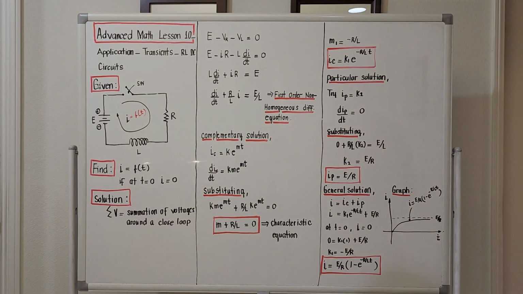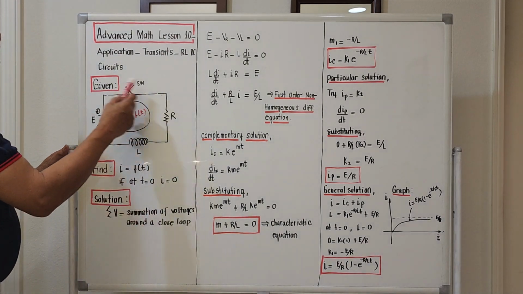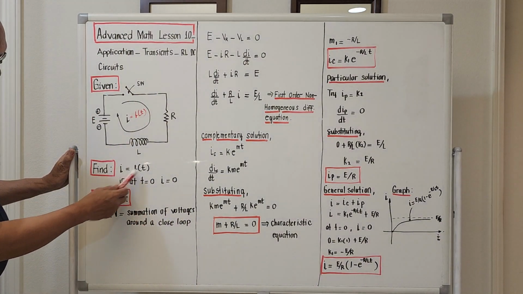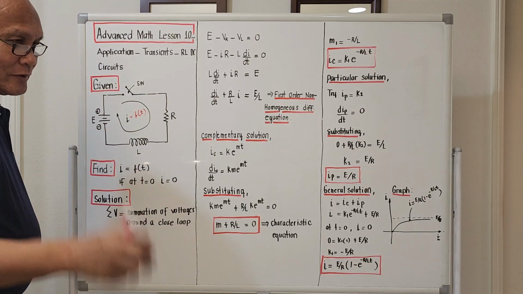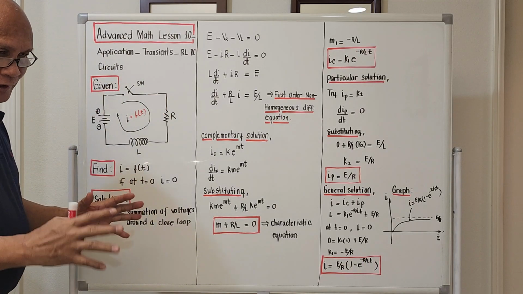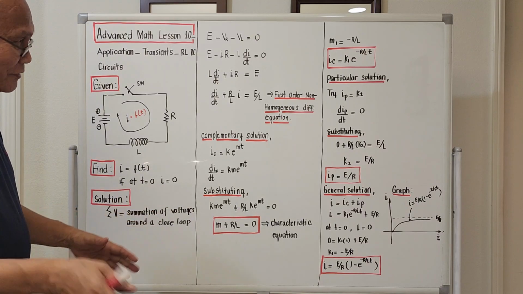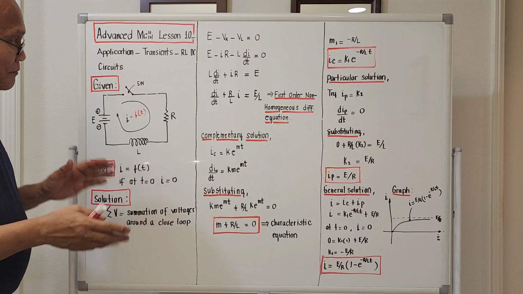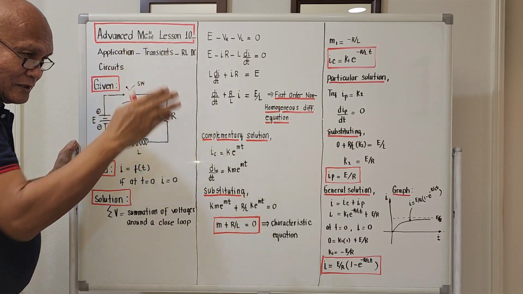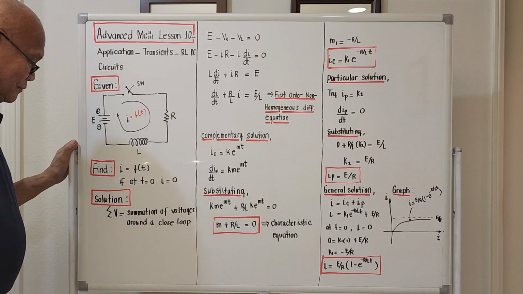Okay, let's proceed. We are given the circuit. This is what is required. Let's try to bring out the solution by using our knowledge of differential equation, and this differential equation falls under advanced mathematics. Okay, it falls under advanced mathematics because what is it? The right hand side is not equal to 0.